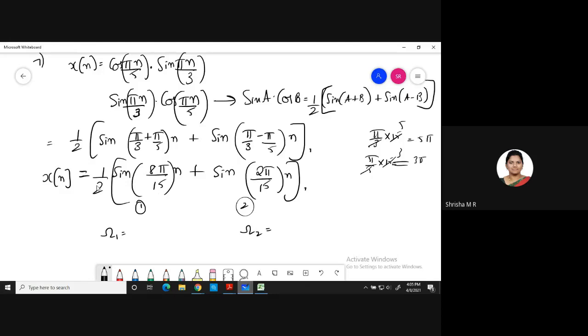This is the first part of the signal, the second part of the signal. After you get it in addition form, you can go ahead and solve for n1 and n2. If you have multiplication like this, you have to convert that into some form using the formula sin A cos B. You cannot directly do omega 1 and omega 2 here, that will be wrong. After getting it into some form, then you go ahead and find n1 and n2. Okay, clear?